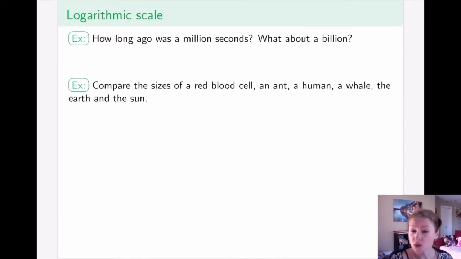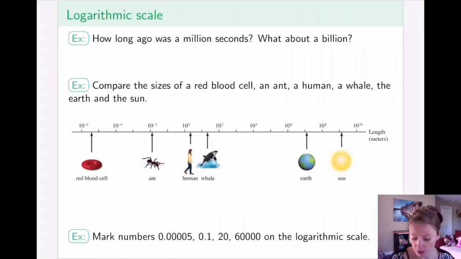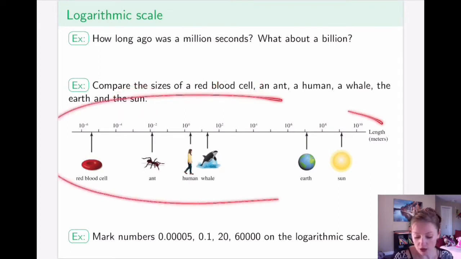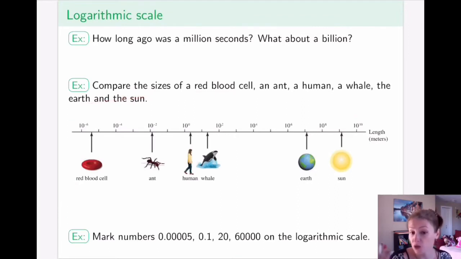This gets to the root of the problem. If we're comparing numbers that are all very small or very big, or we're comparing numbers that range from very small to very large, the actual scale becomes a little bit overwhelming. So for example, here we're asked to compare the size of a red blood cell, an ant, a human, a whale, Earth, and Sun. So something very small to something very large. Here are the numbers on the regular scale.